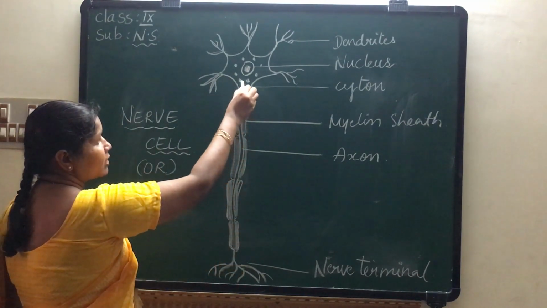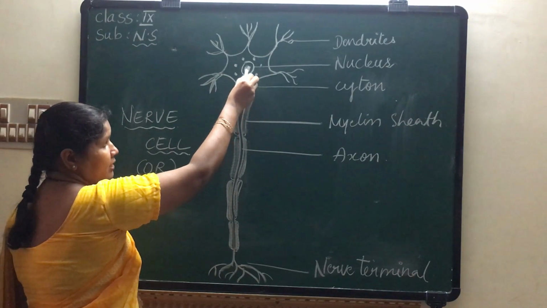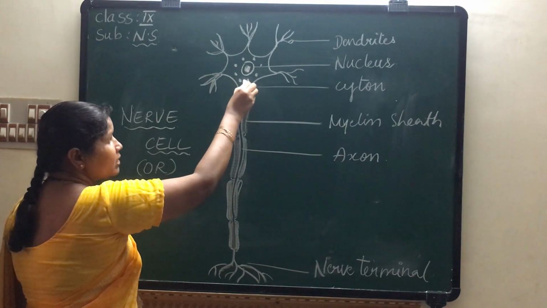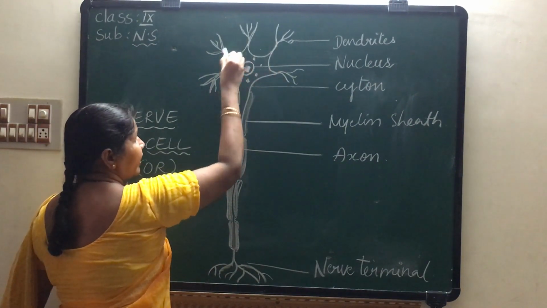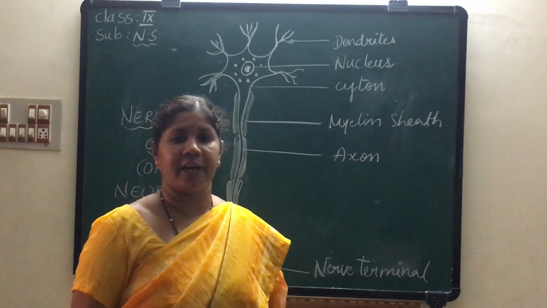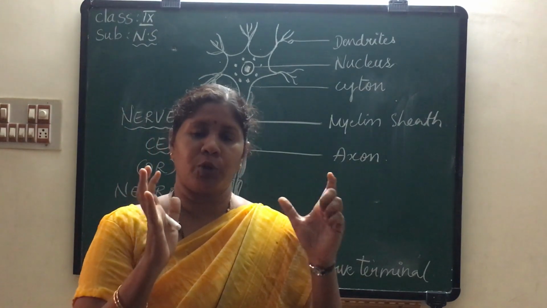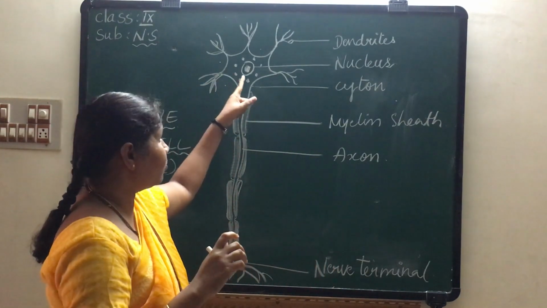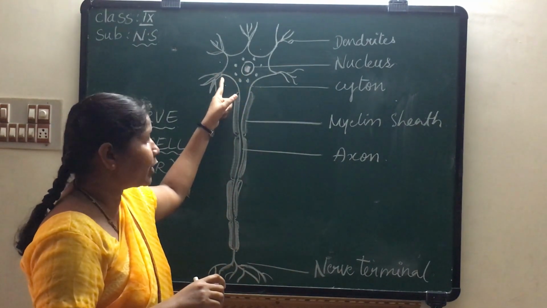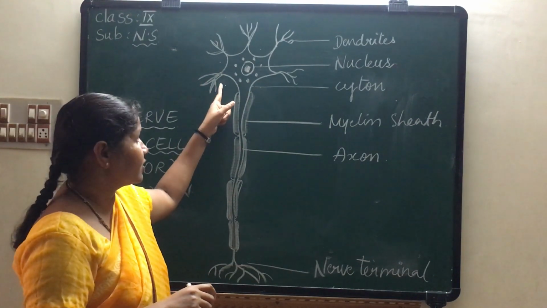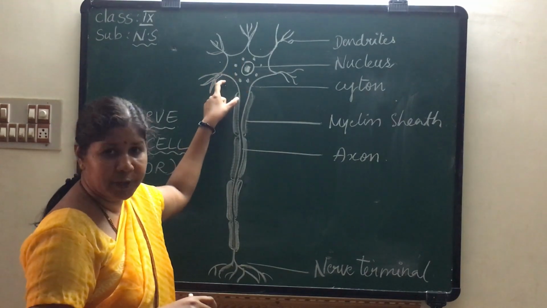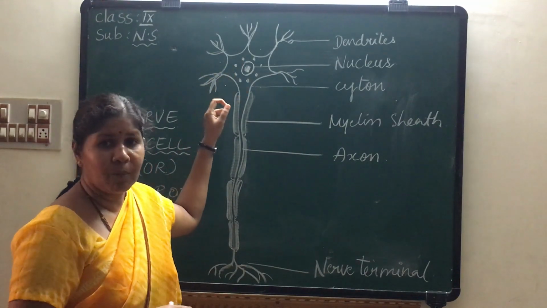Now come to the cell body. The nucleus you can find in the cell body. Outside this cell body you can find again round shaped structures called Nissl granules. These Nissl granules will give the support to the entire cyton. Cell body is also known as cyton. So it is also called the head of the nerve cell. The complete controlling part is nothing but the cyton, or otherwise the cell body.